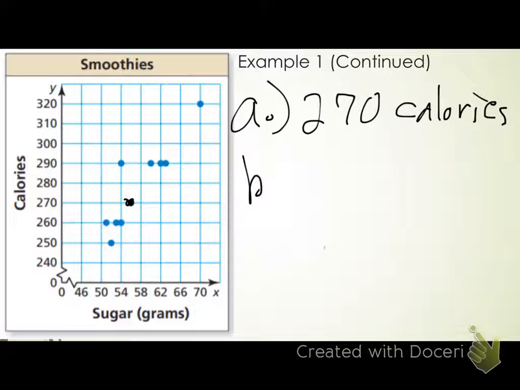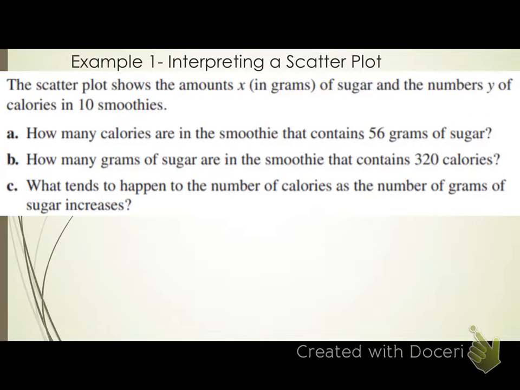Okay, let's look at letter B and what it's asking. How many grams of sugar are in the smoothie that contains 320 calories? So what information am I given now? Calorie count. The amount of calories, the 320, a y value. So I'm going to find the 320 calories on my y-axis, find the ordered pair that corresponds with it, and then find that corresponding x value.